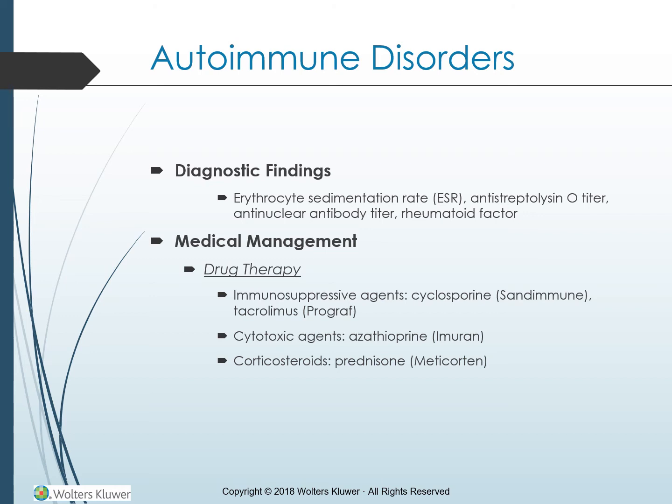Drug therapy includes immunosuppressive agents such as Sandimmune and Prograf. Cytotoxic agents such as Imuran are used, and corticosteroids such as prednisone are used.